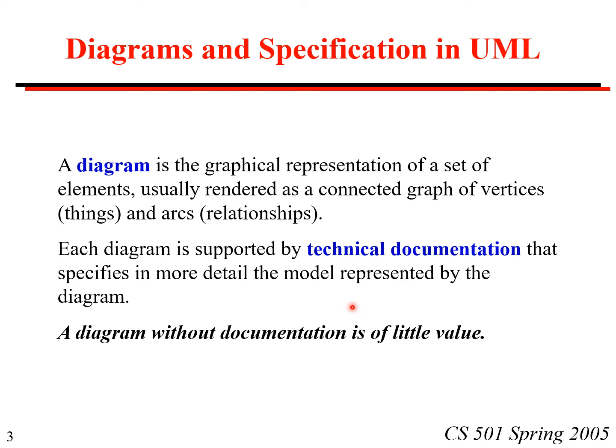Each diagram is supported by a technical documentation. Why are these two keywords highlighted in blue font? Because a diagram alone is not going to suffice for the problem statement or domain. Along with that diagram, if we also have good documentation, then it is a good explanation, specification or elaboration for that particular diagram. A diagram alone is not going to give me the complete understanding or meaning of the system. Some kind of documentation is required when you are talking about a diagram specification, and it specifies the diagram in more detail. So a diagram without documentation is of little value.